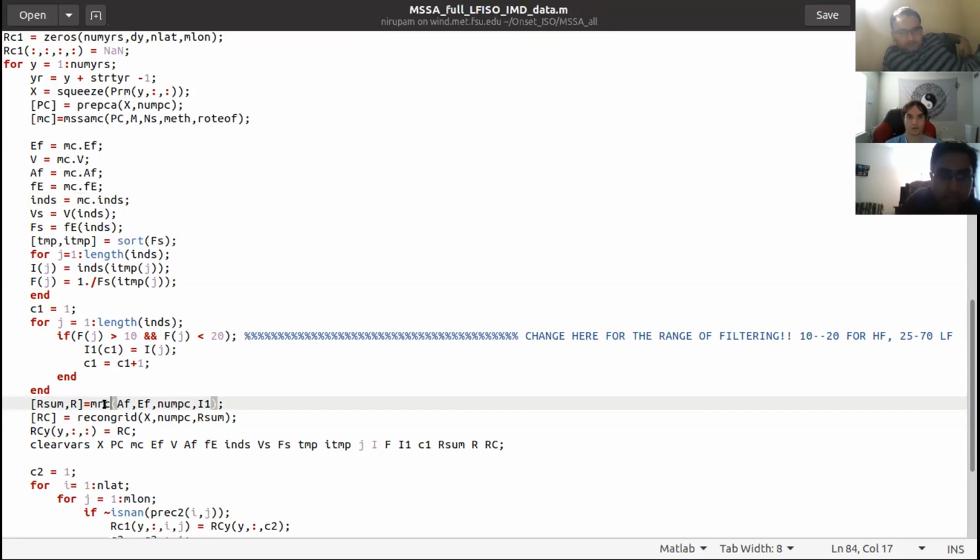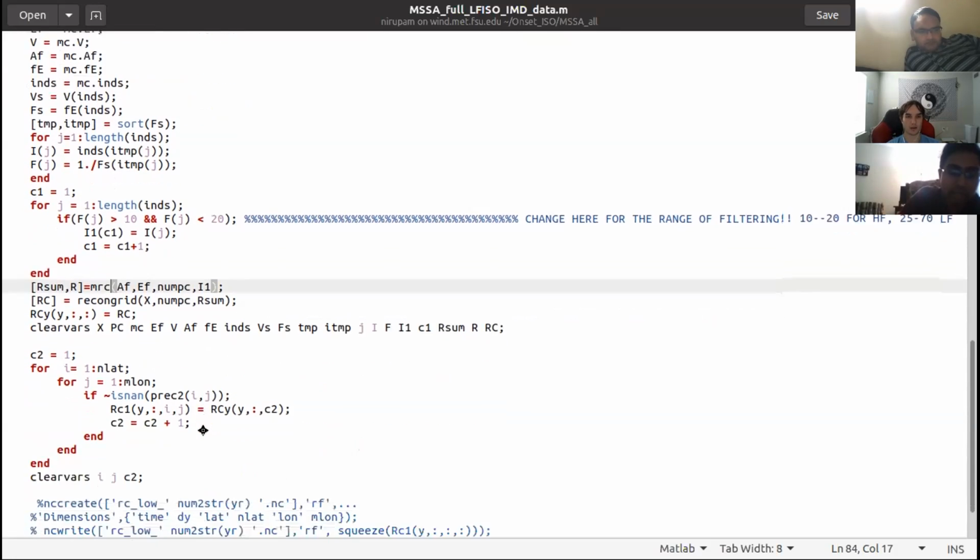For the MRC reconstruction, to calculate the reconstruction you have to give the indices, so AF, EF, NumPC, and the indices. I1 are the indices for those modes with a periodicity between 10 and 20 days. For that I needed to calculate I1, and for that I needed these steps. Once you got the R sum, you just calculate the recon grid, and then it follows.